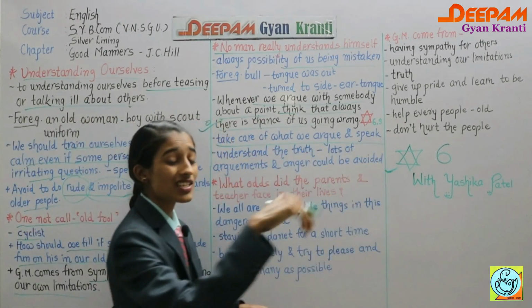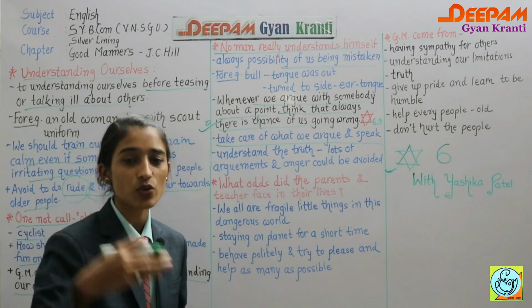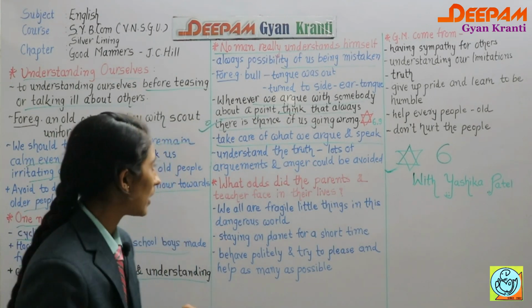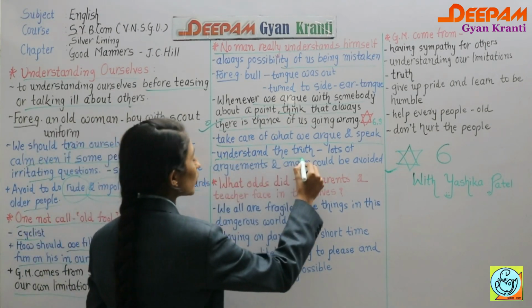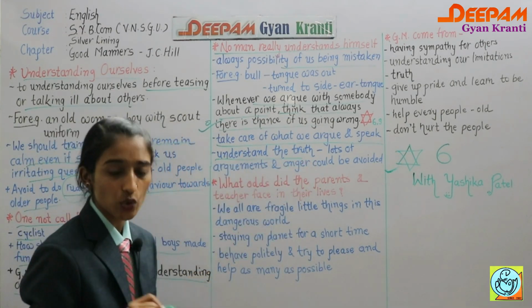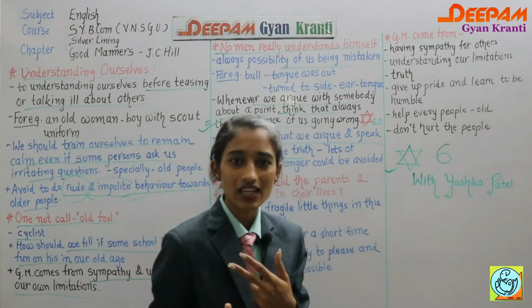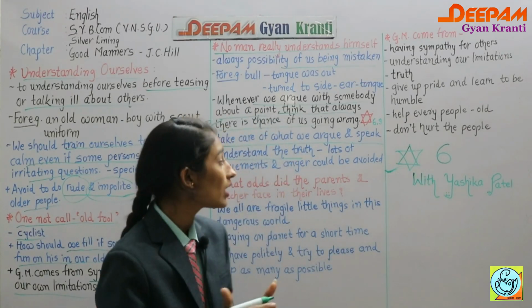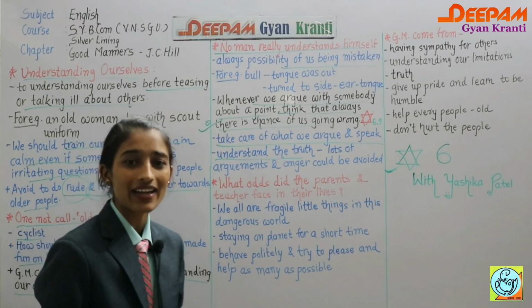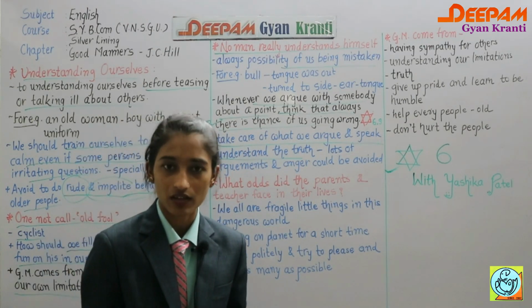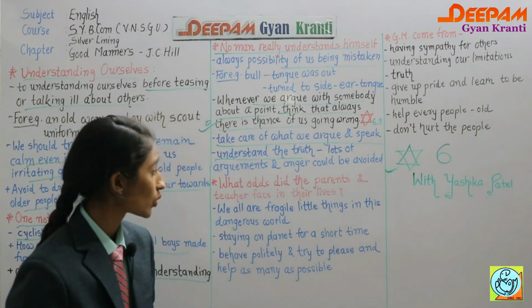Whatever we are speaking, whatever argument we are having with a person, we have to take care and understand about it. And understand the truth. If we understand the truth, that here I told you both the logics are right, then so many problems and arguments will be solved, and there will not even be a condition of anger. So we have to understand the truth.